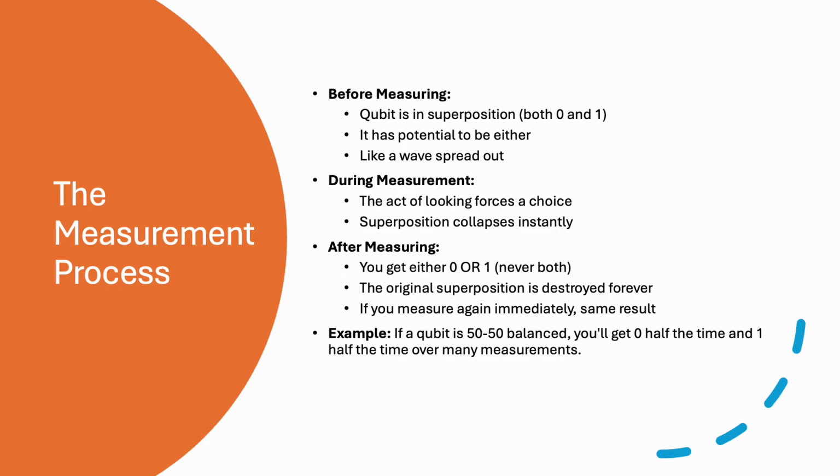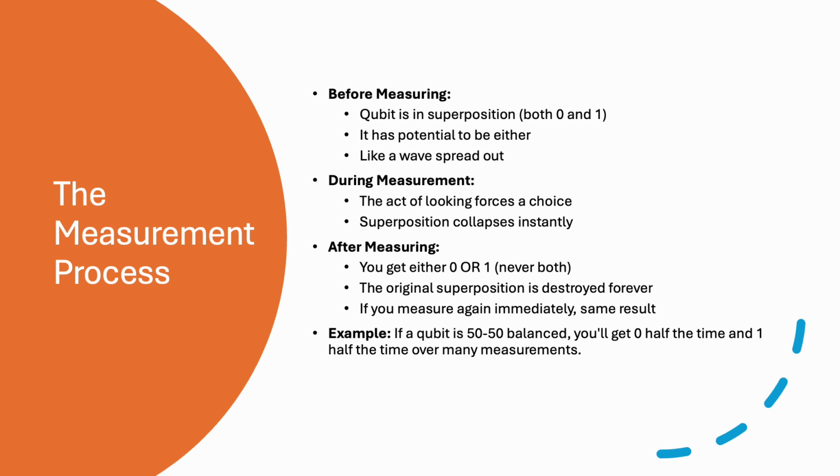This measurement problem has profound implications. First, it means that measuring a quantum state destroys the very quantum properties you might want to use. This is why quantum computing is so tricky. You need to do all your calculations in superposition and only measure at the very end.